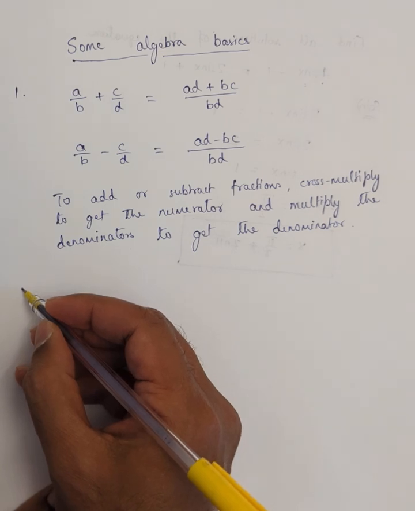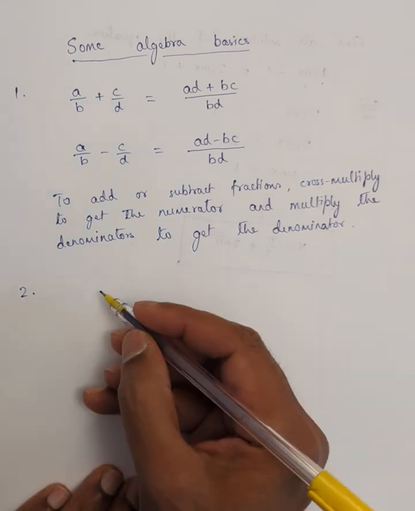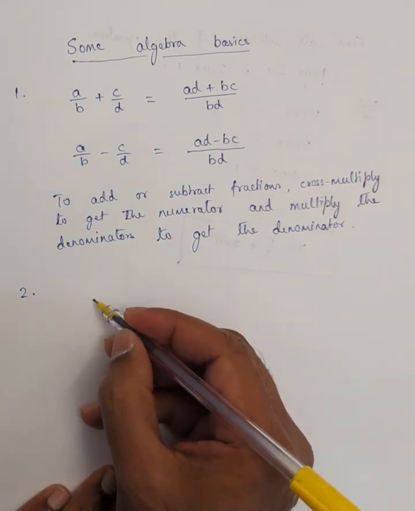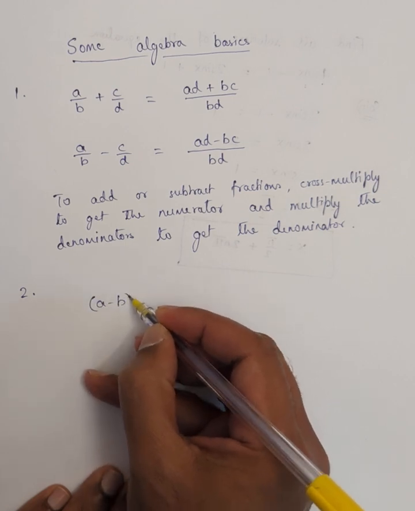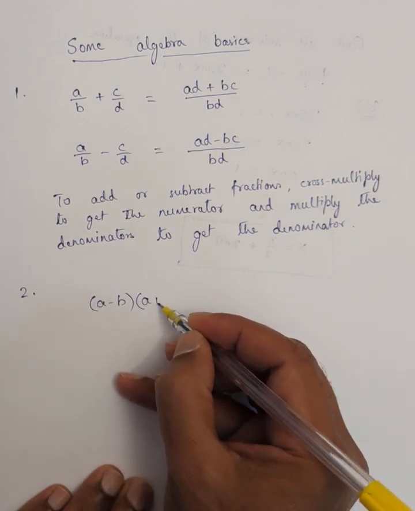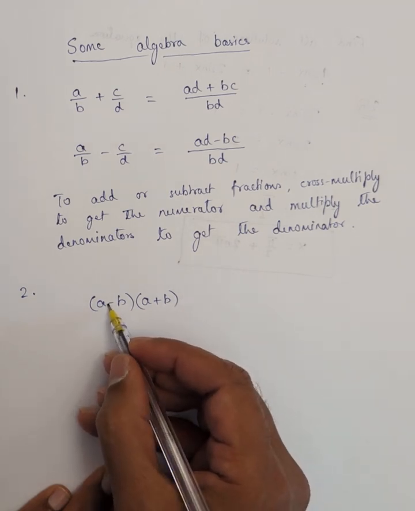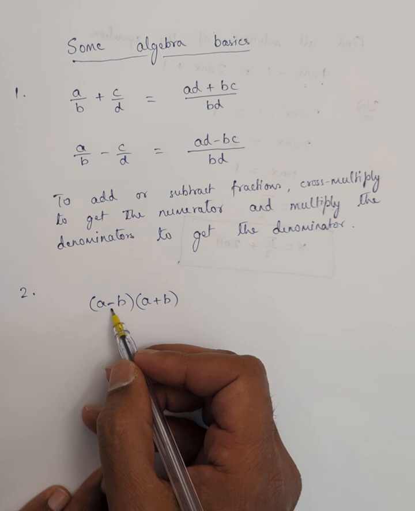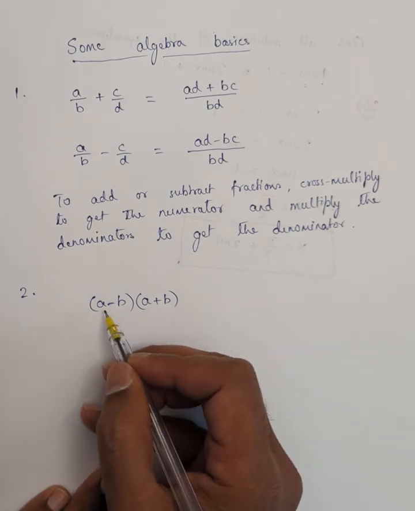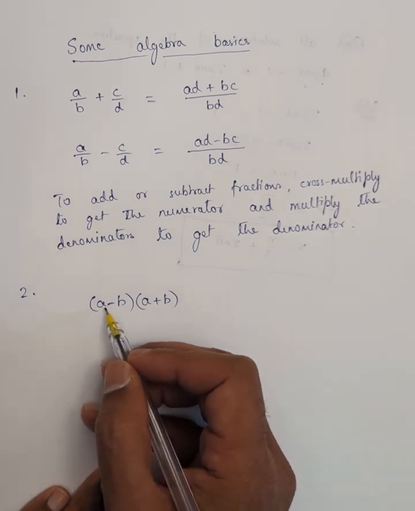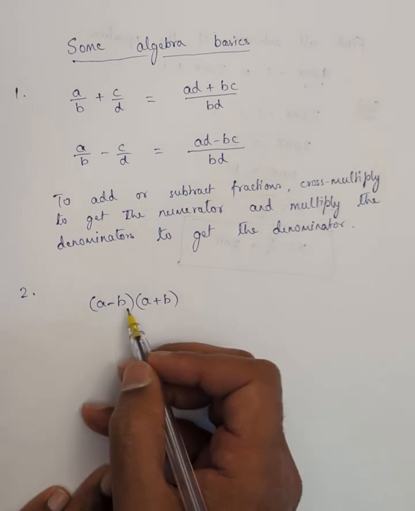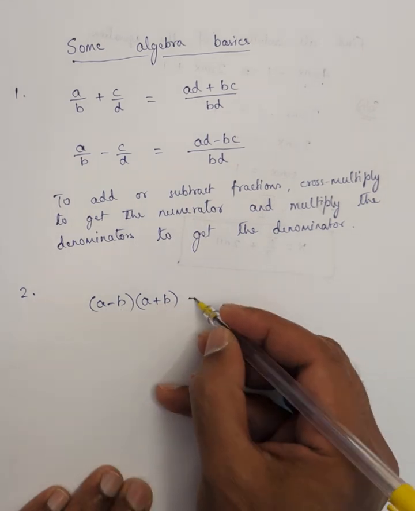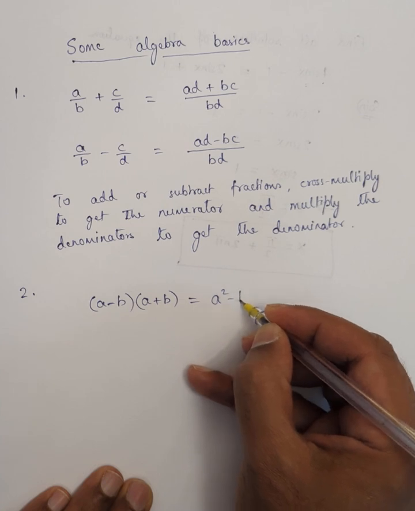Now, next I want to talk about the difference of squares formula. If you have a product of binomials that have this form, a minus b, a plus b. So there is a minus in one factor, plus in the other factor, and the terms on either side of the sign are the same. This is equal to a square minus b square.